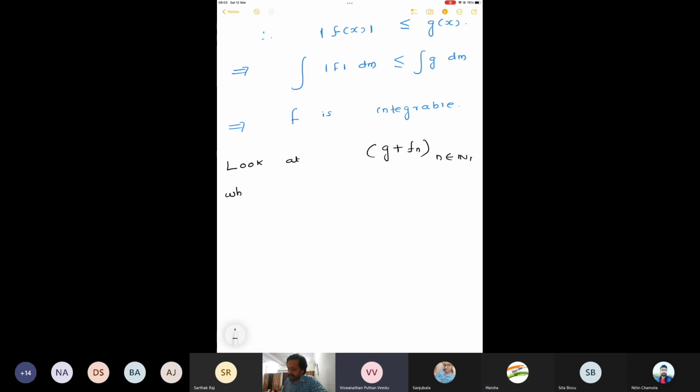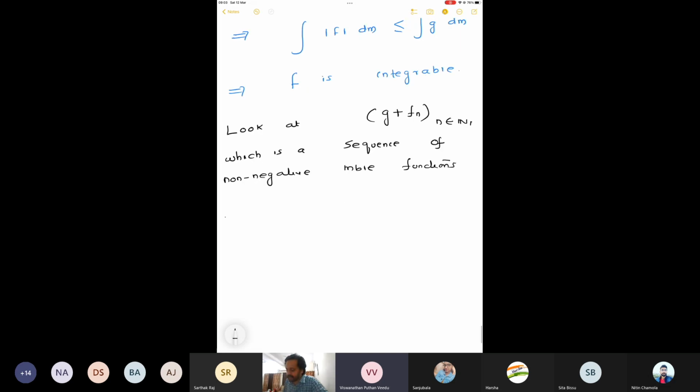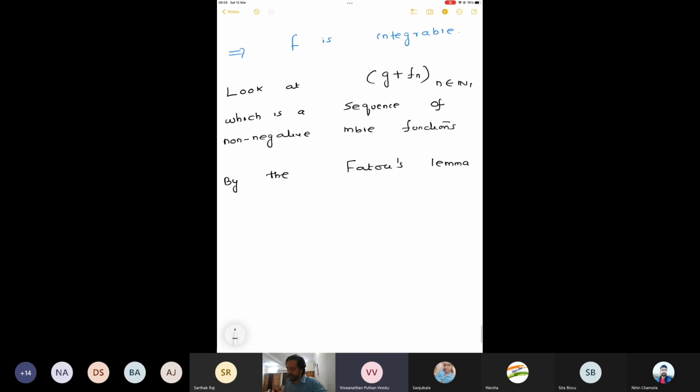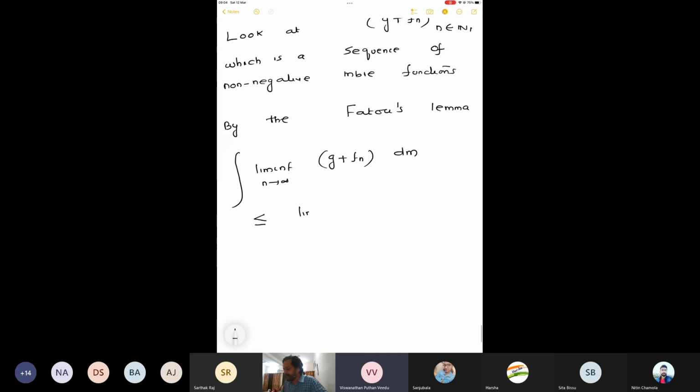Yes, sir. Which is a sequence of non-negative measurable functions, and that is enough to apply Fatou's lemma. You have a sequence of non-negative measurable functions. By Fatou's lemma, integral of the limit is less than or equal to the limit of the integral. But the limit is actually the limit inferior. Integral lim inf of g plus fn dm is less than or equal to lim inf integral g plus fn dm. So far so good.